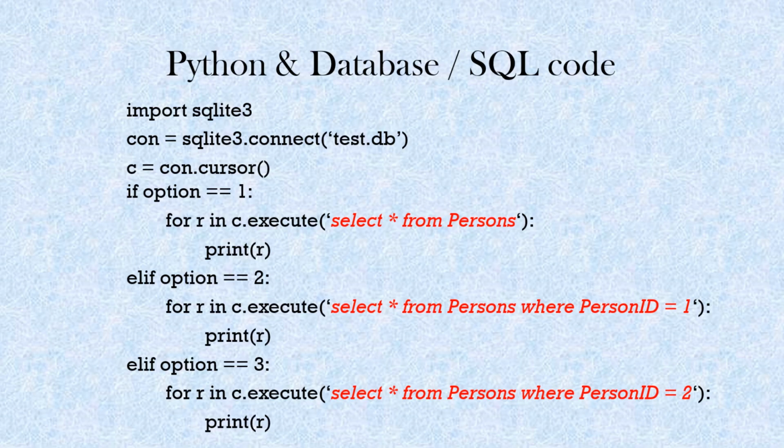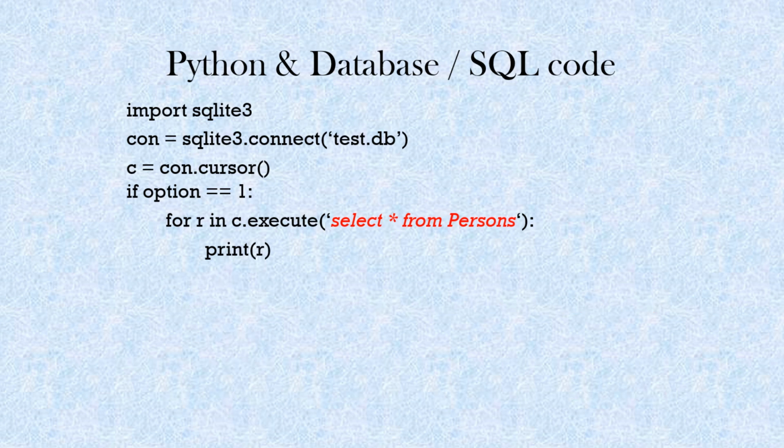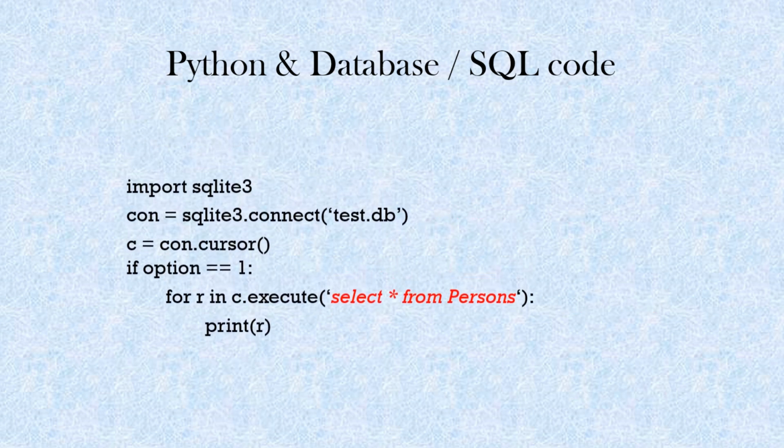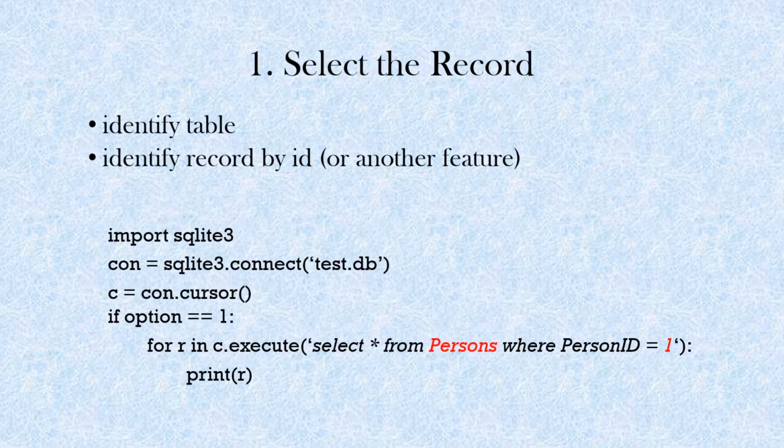So let's have a look at our code. This is the code from before. So let's just look at one option. So let's select the record. So here we can just select from the persons table where the person ID equals 1. So that will just show us the first record.